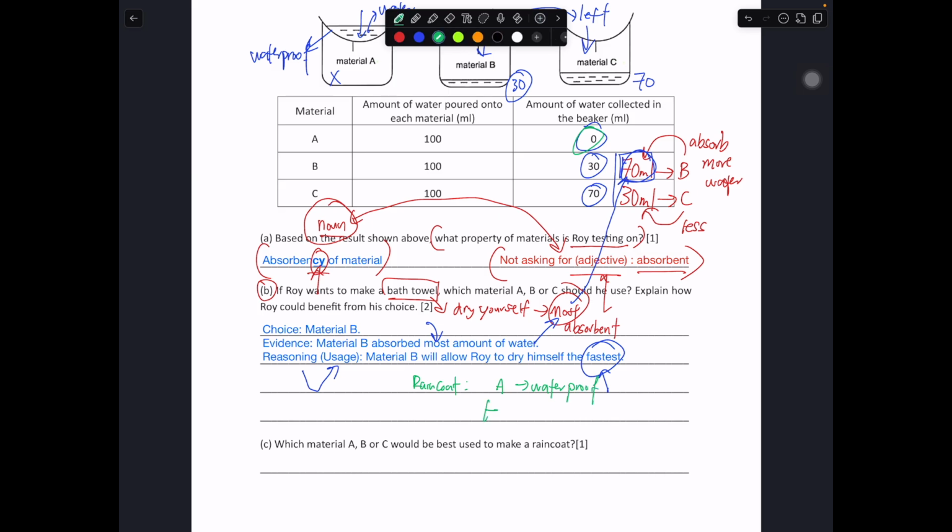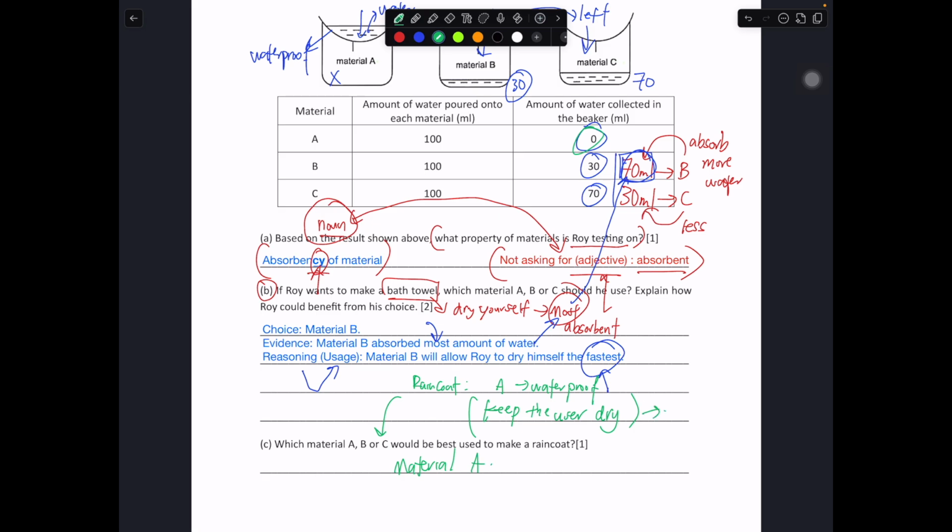So that it can keep the user dry. Actually this is for part C. So you will choose A because you want to keep the user dry. So water will not be able to pass through the material to get into the user. That's why we want to choose material A for part C. And this will be the reasoning.